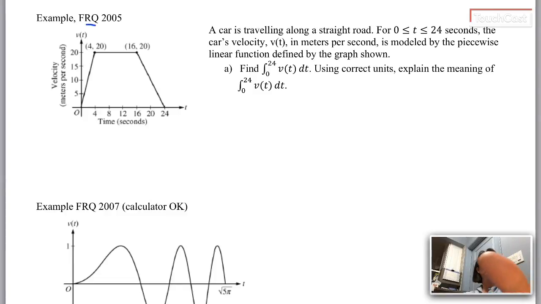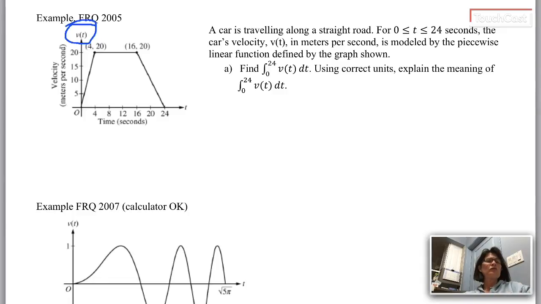Notice it's my job to notice what this is a graph of. This is a graph of velocity. So find the integral from 0 to 24 of v of t dt, and using correct units, explain the meaning. You could answer, there's two questions in there. So this is one part of one problem, and there are two questions within this part. Feel free to answer them in either order. You could get credit for one, even if you don't know how to do the other.